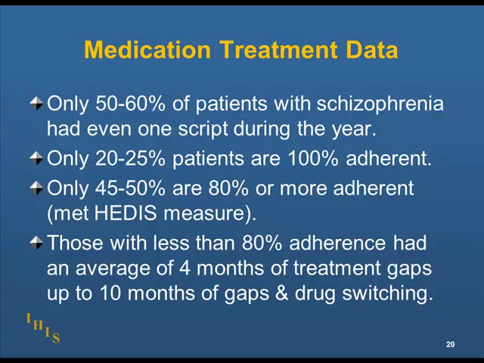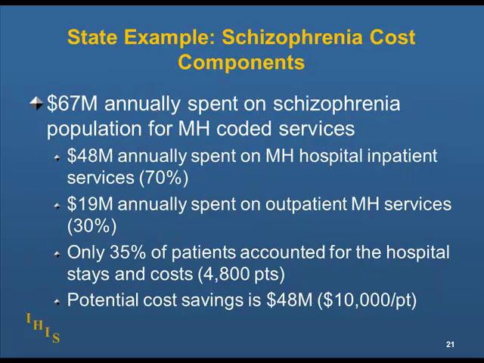So 40 to 50% are 80% or more adherent. 80% or more adherent is the HEDIS measure that we're all striving to try to attain, but we're falling very short. Those that had less than 80% adherence have huge gaps in their treatment. They have anywhere from 4 to 10 months of gaps, and they're also switching drugs a lot, which is getting us no utility for those drugs.